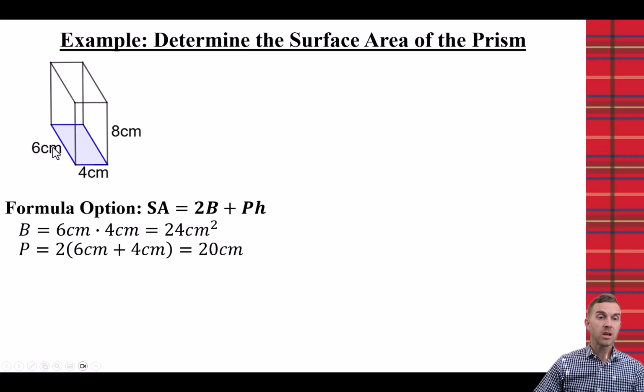The perimeter would be adding up the 4 sides. And often with perimeter of a rectangle, we say it's 2 times the length and 2 times the width. So 2 times 6 plus 4, which is 20 centimeters. Or you could literally go around 6 plus 4 plus 6 plus 4.